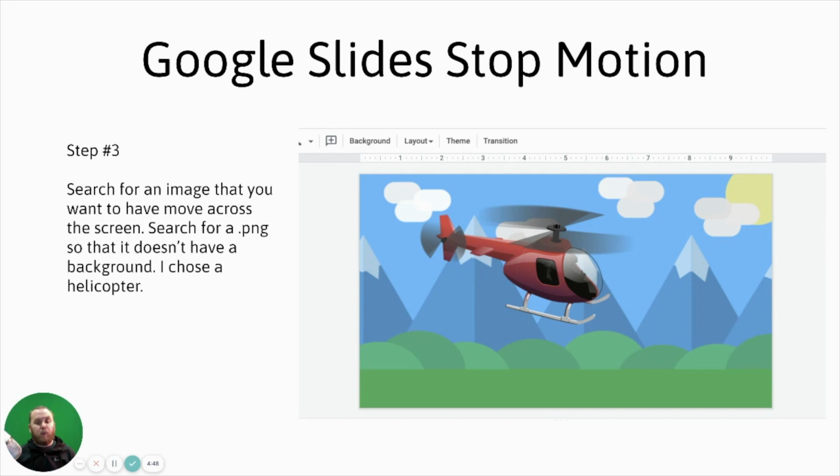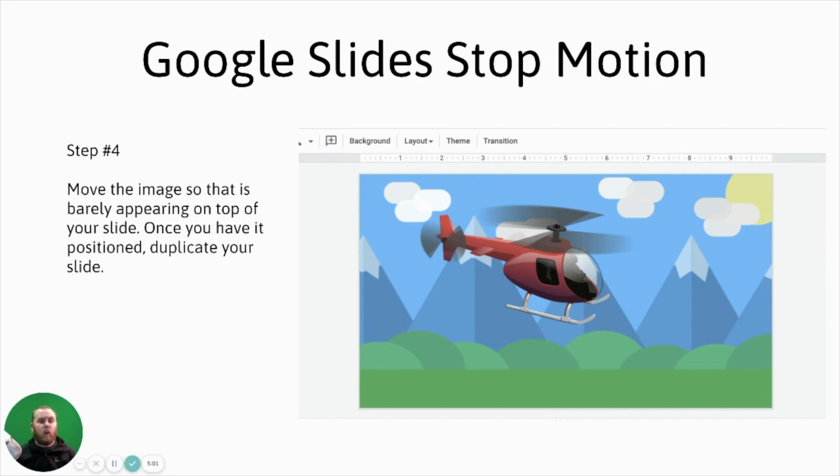And then I put it on my slide, right? You don't want it to have a background, and you want to imagine it kind of moving across the screen, how it'll work. Pretty simple though, just put a PNG on your slide. What you're going to do is move your image so that it is barely appearing on your slide. And once you have a position, you're going to duplicate it.